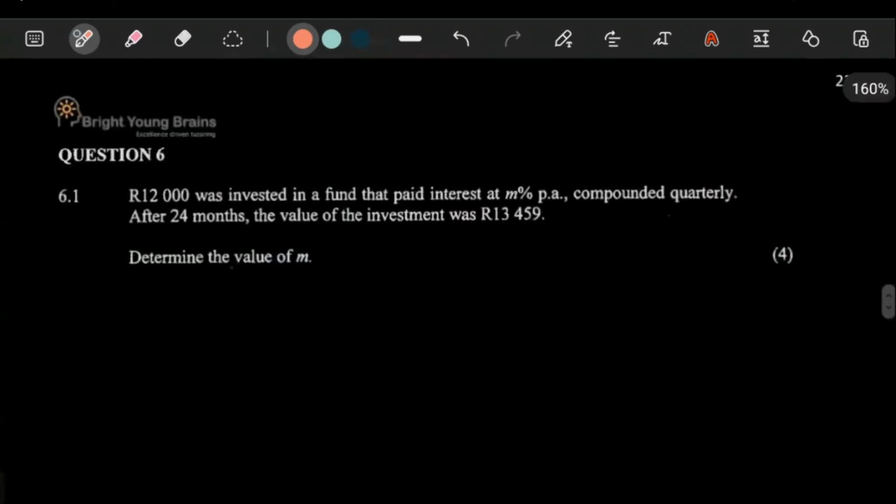Let's move on to the next question. Question number 6, we have financial mathematics. It says 12,000 was invested in a fund that paid interest at M% per annum compounded quarterly after 24 months. So the idea is, this was invested into a fund. They're not talking about any monthly installments here.